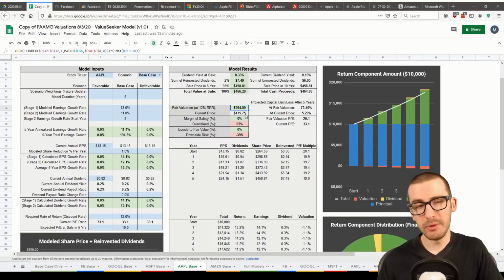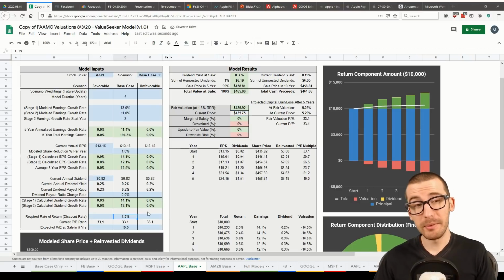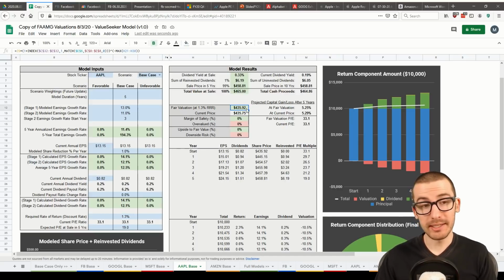Now, another neat thing we can do with this model is that we can actually estimate what the expected future returns would be for Apple investors at the current price, assuming that all our model assumptions hold true. The way we do this is we adjust the required rate of return such that the modeled fair valuation equals the current stock price. In this case, with a little bit of trial and error, we can see that a 1.3% annualized rate of return is what investors would expect to get over the course of 5 years, assuming all of these model assumptions hold true.